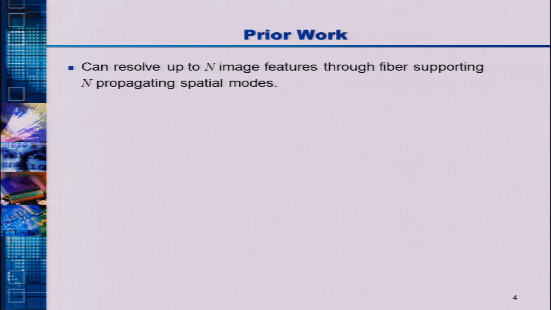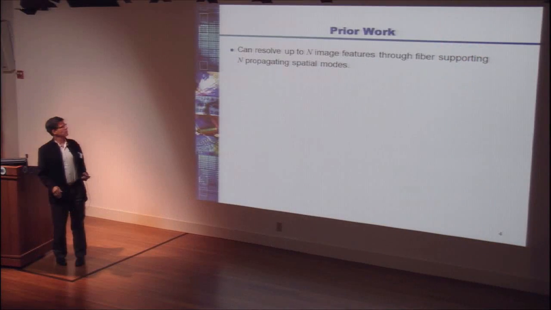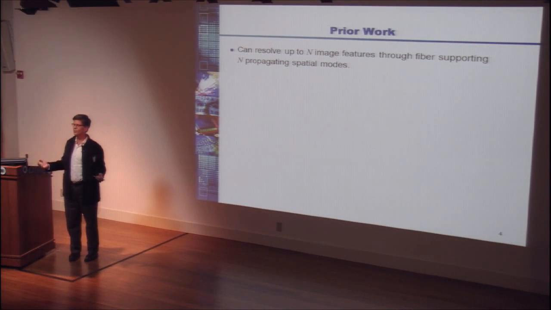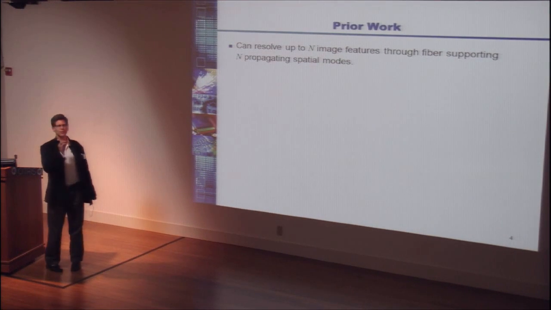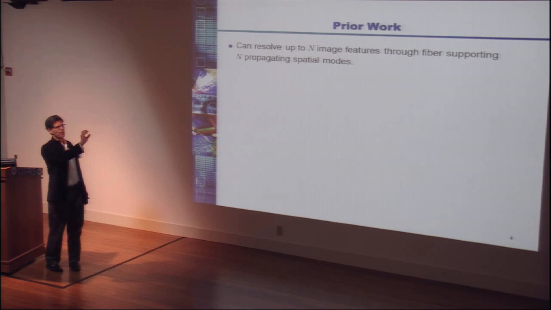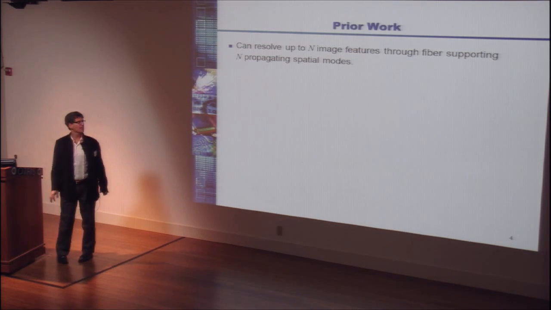So in the prior work, people have used fibers that support n spatial modes. Usually step index fibers are better because for a given diameter they support more modes. And not surprisingly, the resolution that they could resolve is n spatial features in the image. Because if a fiber supports n modes, then you could basically combine the modes to produce spots at different locations. They're pixels in your image. And the number of non-overlapping spots that you can form is, of course, equal to the number of modes. So they were able to resolve n pixels in their images.